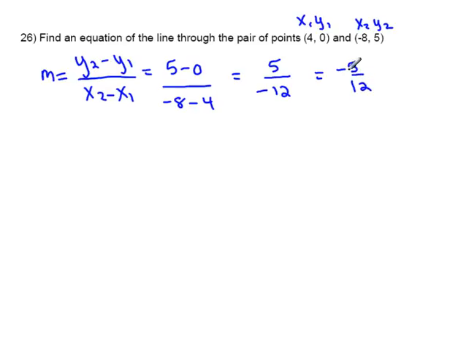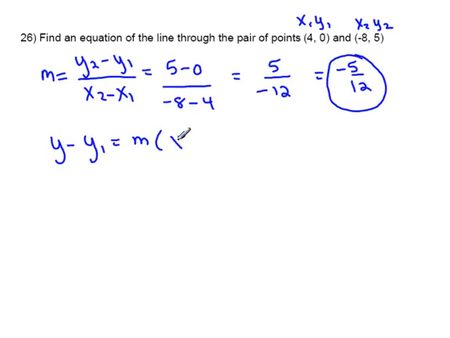Whether you put the negative at the top or the bottom or in the center, it doesn't matter so long as there's just one negative. We typically put the negative in the numerator. So there's the slope. And now we need to find the equation of the line. If I have a slope and a point that's not the y-intercept, I would go ahead and use the point-slope form that we used in problem 25.